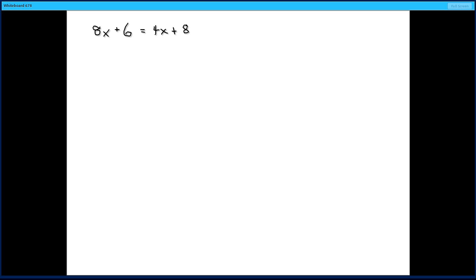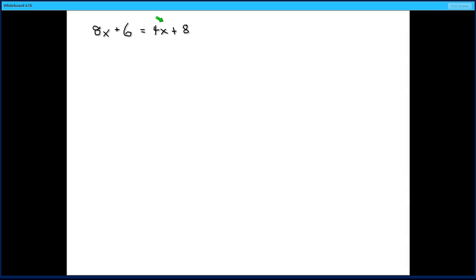All right, step number 3 asks the question, do we have a variable on both sides of the equation? When we look at this equation, we have 8x, we have a variable here, and we have 4x, we have a variable here as well. So we do have a variable on both sides of the equation.